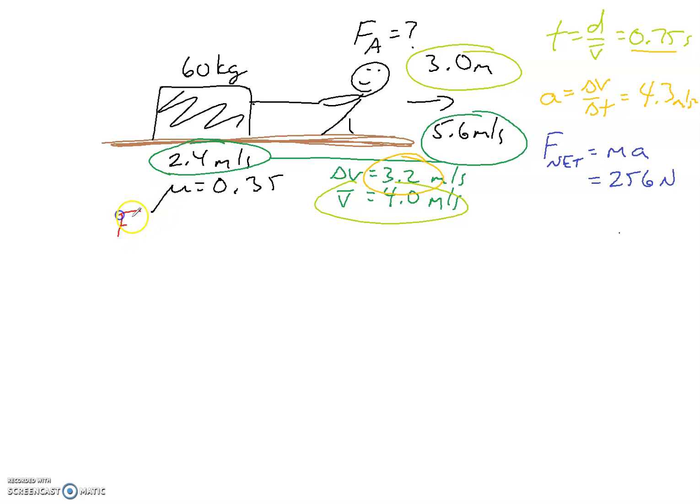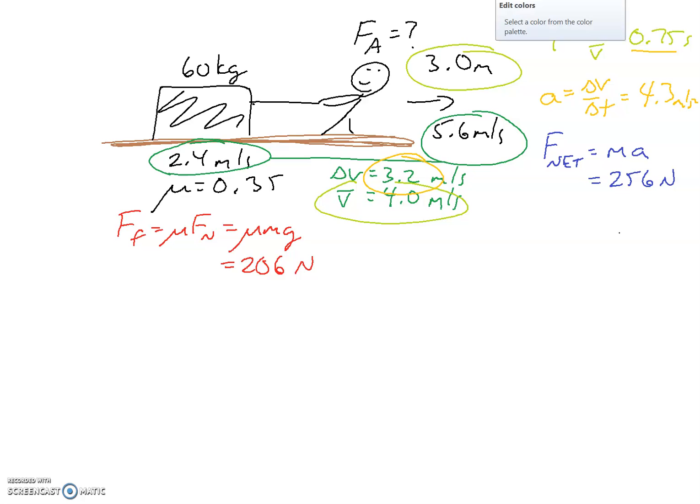That's what he's actually getting to use, because there's also friction involved. So if I find my friction, that's mu Fn, and in this case Fn would just come from mg, I can find out how much friction I have. So 0.35 times 60 times 9.81 gives me 206 newtons of friction. Alright, so now I've got everything I need.